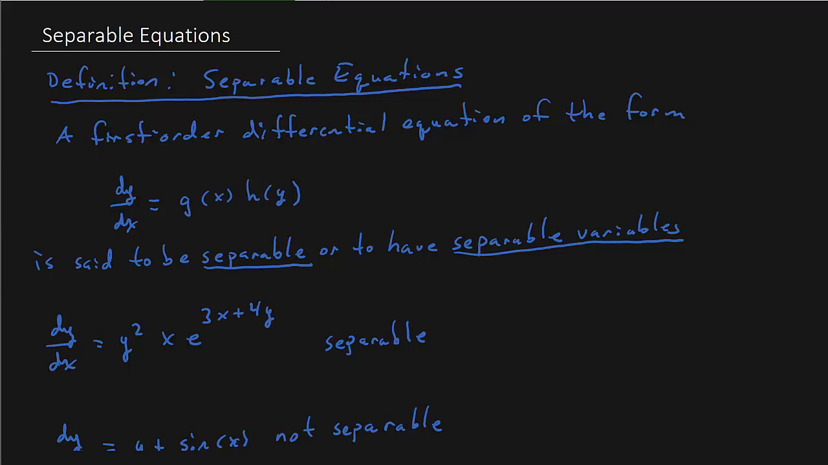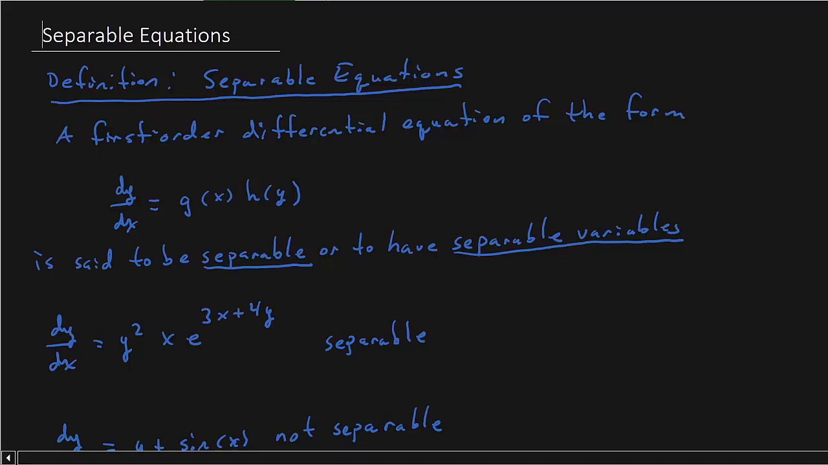We are going to look at separable equations. We're going to do some differential equations, solving them. All right, so definition, separable equations. A first-order differential equation of the form dy/dx is equal to g(x) times h(y) is said to be separable or to have separable variables.